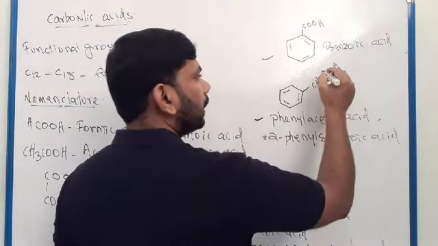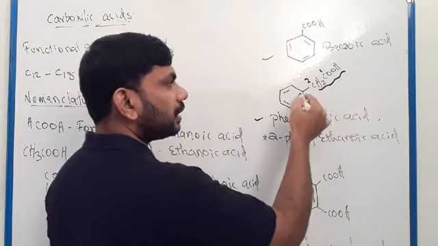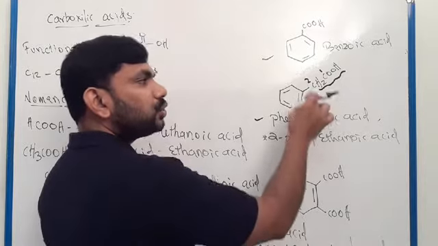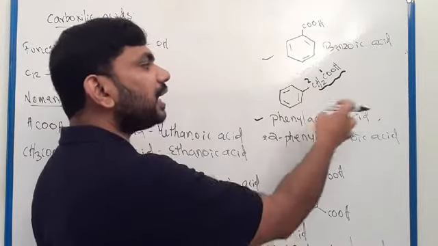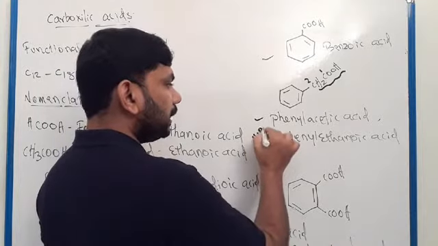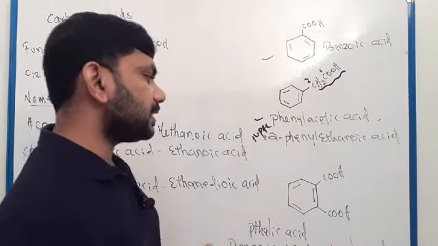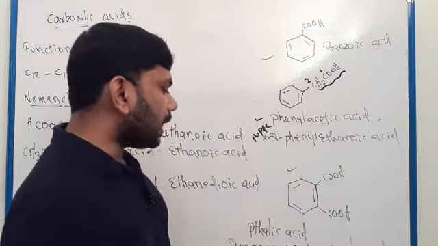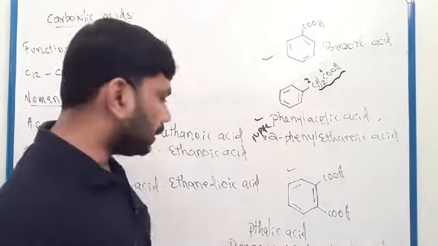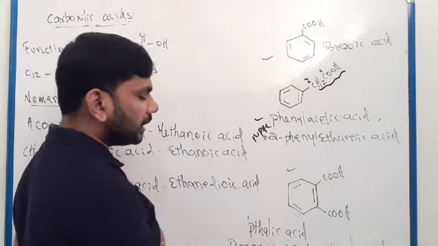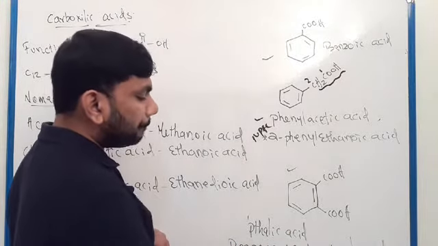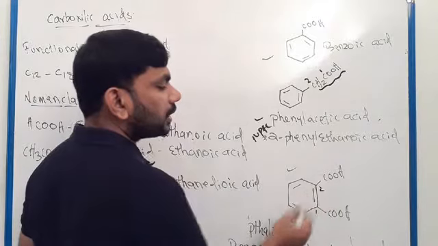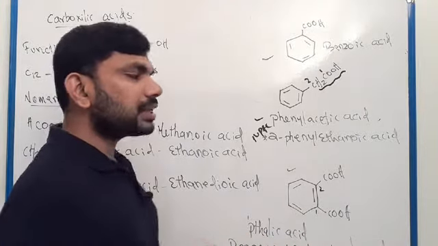And this is the IUPAC name. You can give numbers like this, 1, and this is the second carbon. In the second carbon there is a phenyl group, so 2-phenyl ethanoic acid, or phenyl acetic acid. This is another one. This is also a dicarboxylic acid, and the common name is phthalic acid. Here the P is silent. The IUPAC name is benzene 1,2-dicarboxylic acid.